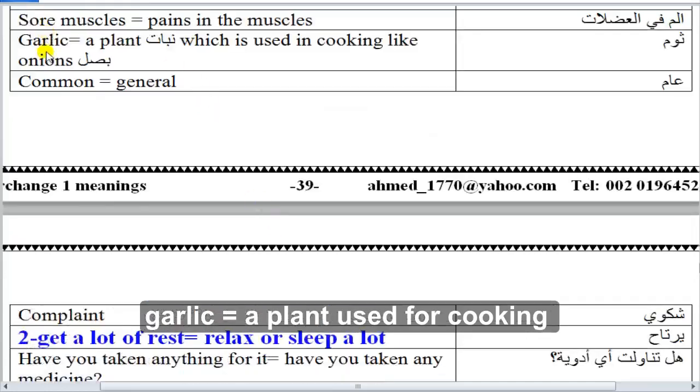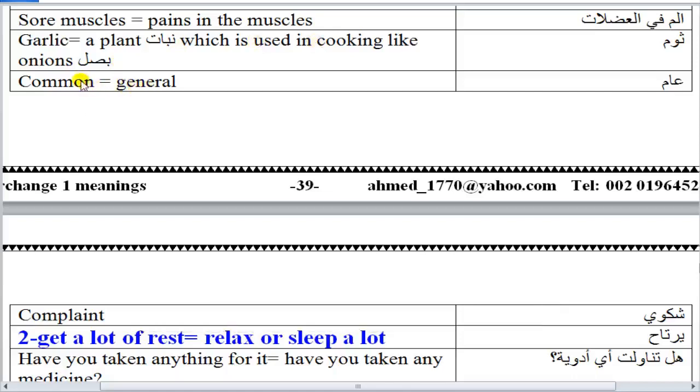Garlic. A plant which is used in cooking, like onions. Common, general. British, common. American, common, general. Complaint, complain.